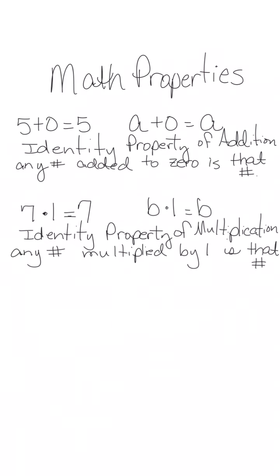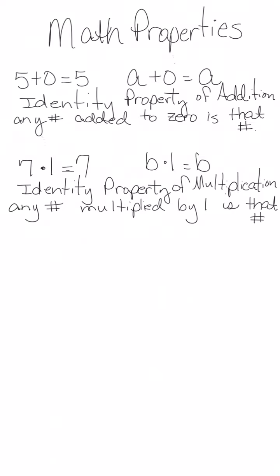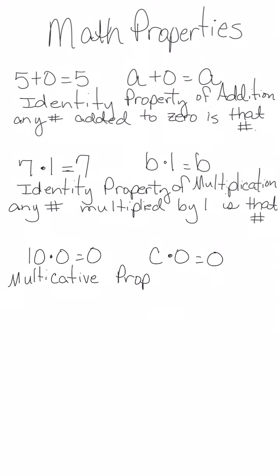Another property that students have learned very early on is 10 times 0 is equal to 0. This particular property, this is a numerical example. If I said any number multiplied by 0, their product is going to be 0. This property is called your multiplicative property of 0. Sometimes just called our zero property of multiplication.